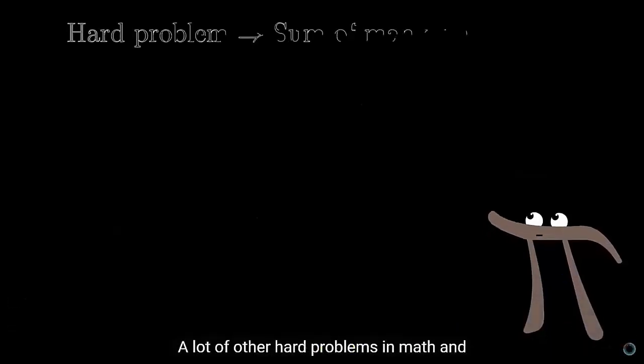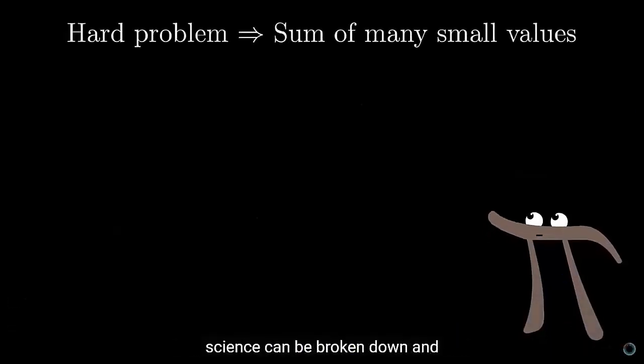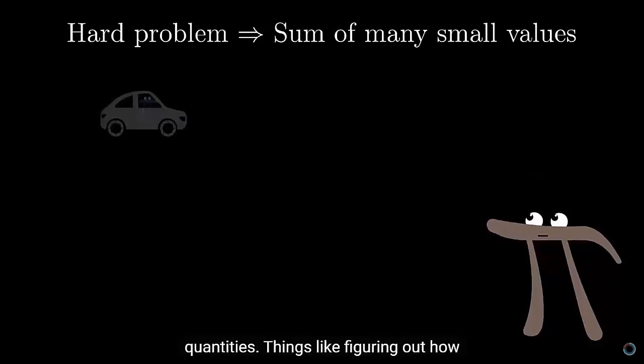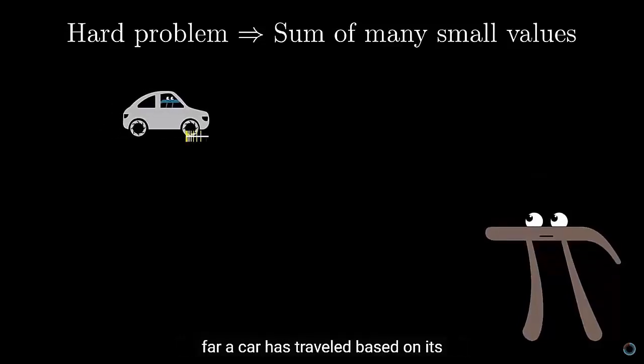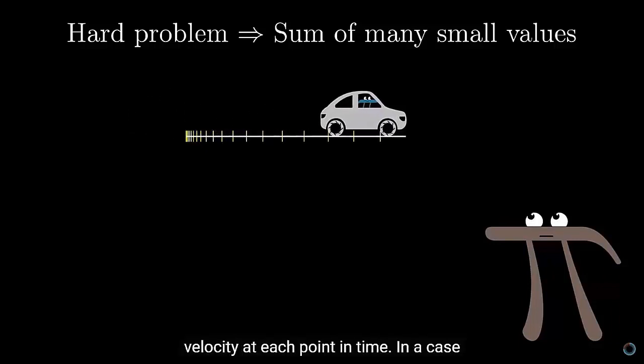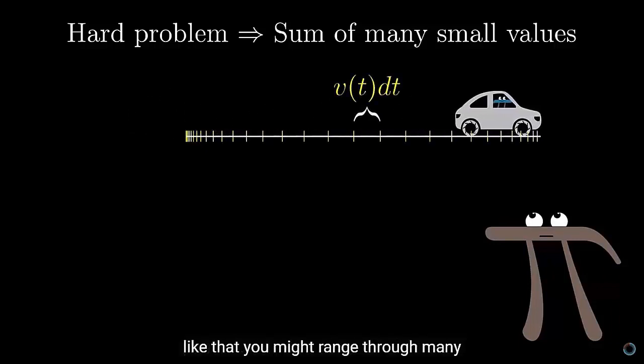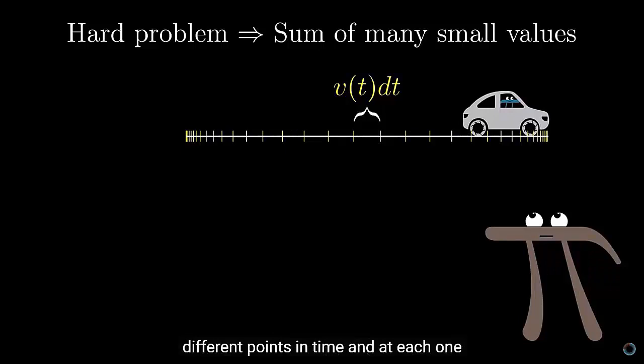A lot of other hard problems in math and science can be broken down and approximated as the sum of many small quantities. Things like figuring out how far a car has traveled based on its velocity at each point in time. In a case like that, you might range through many different points in time, and at each one multiply the velocity at that time times a tiny change in time, dt, which would give the corresponding little bit of distance traveled during that little time.